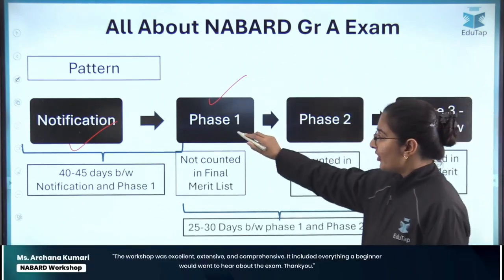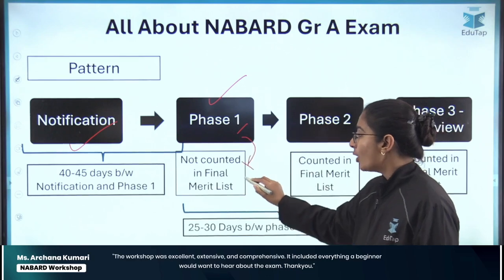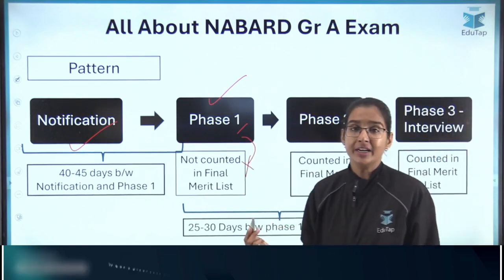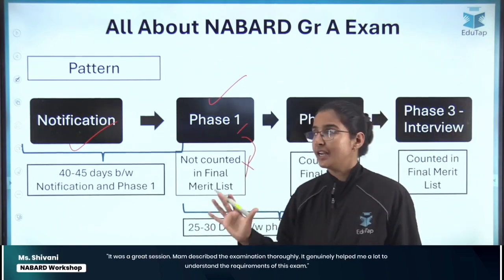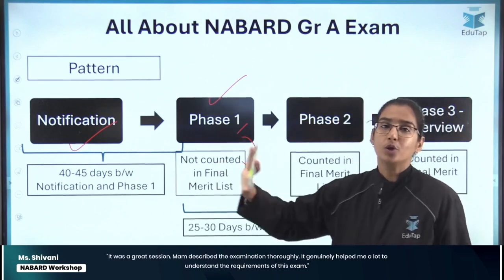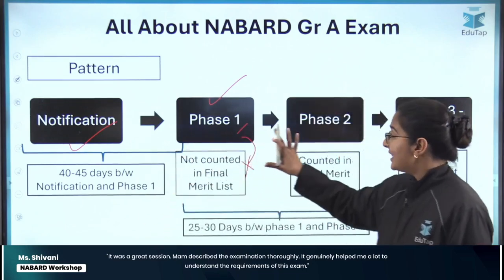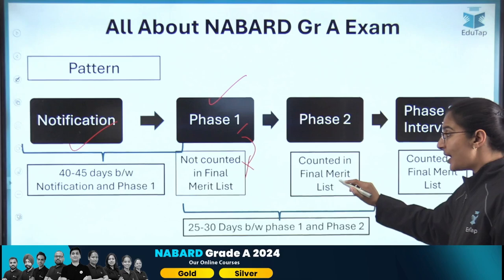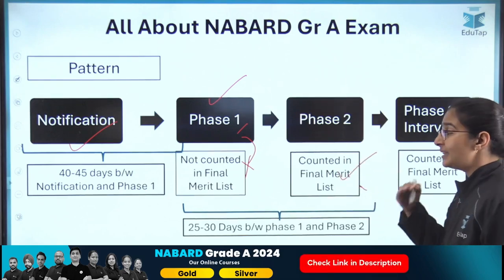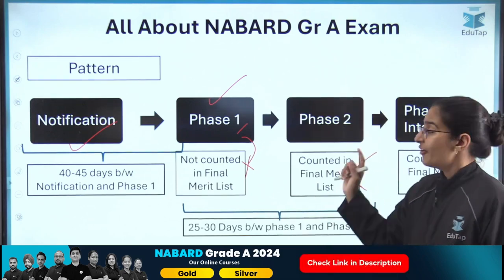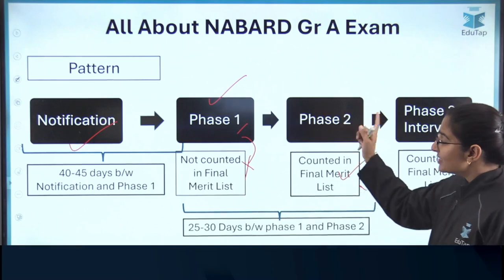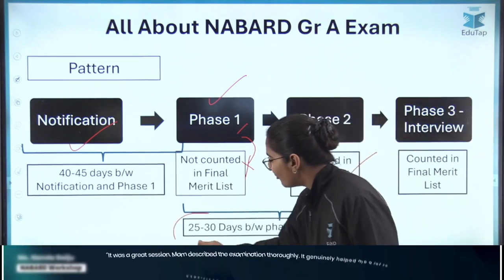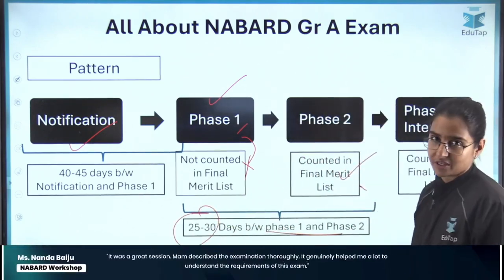One more thing, the phase 1 marks are not counted in the final merit list, right? So phase 1 is just qualifying in nature. The marks of phase 1 will not be counted in the final merit list. Then the phase 2 exam happens and the marks of phase 2 will be counted in the merit list. In the final merit list, phase 2 marks will be counted, and this phase 2 happens 25 to 30 days after phase 1, right?